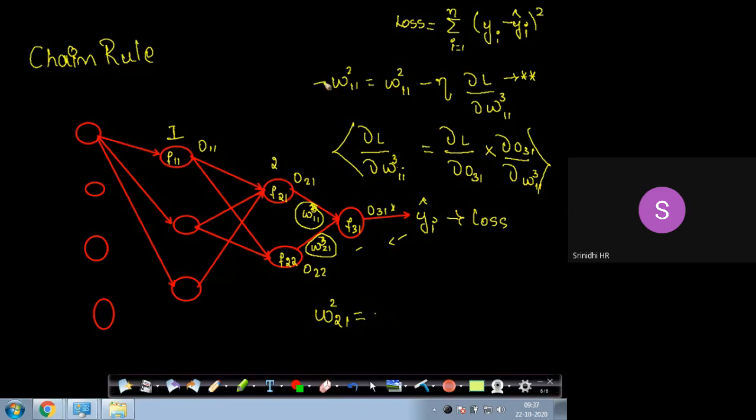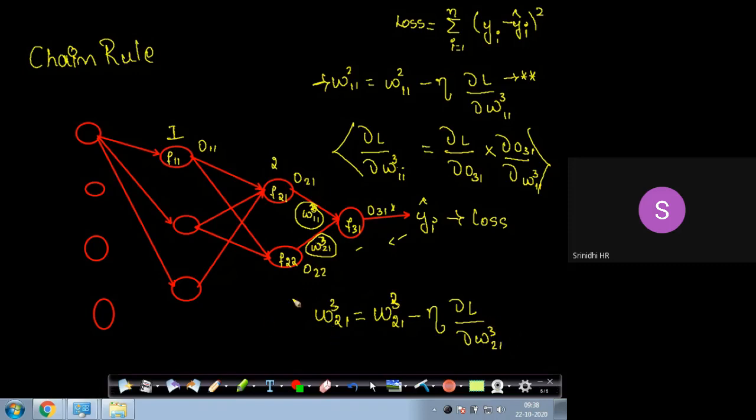Apply this formula, same formula. Can anybody tell me how you update this? W21 power 2... minus eta of... sorry, this will be W21 power 3. So W21 power 3 minus eta times the derivative of L divided by the derivative of W21 power 3.